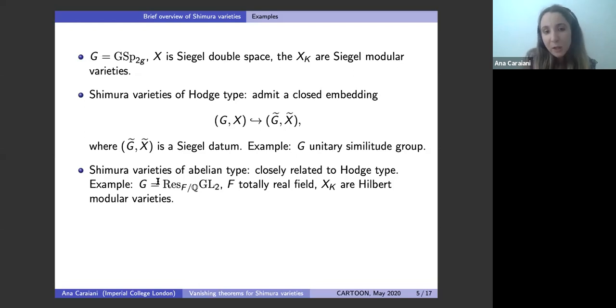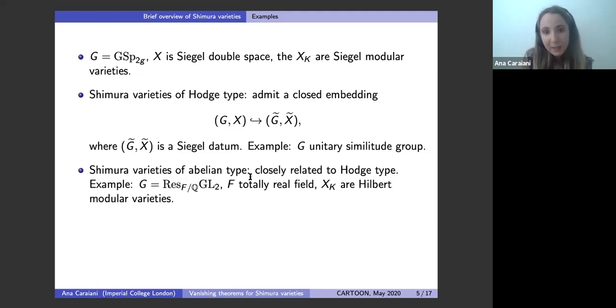And one example, which is going to show up towards the end of my talk, is basically, if you wanted to think about modular curves, or you wanted to think about the group GL2, which gives rise to modular curves, but you wanted to think about it over a field other than Q, say over a totally real field, then the corresponding group would be this Weil restriction of scalars from F to Q of GL2. And the corresponding Shimura varieties are called Hilbert modular varieties. And these are Shimura varieties of abelian type. So they're not quite of Hodge type, but they're closely related to them. And essentially, you can prove many things about them by ultimately reducing to this Siegel case.